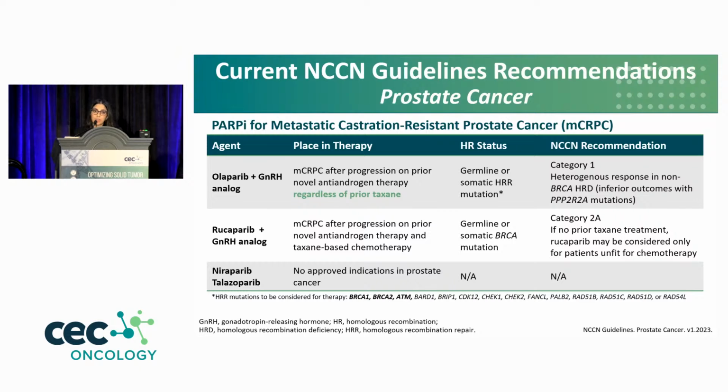Okay, so for prostate cancer, I will not go into the details here as Dr. Pilier went over a lot of the studies that highlighted the use of these agents. But to summarize, the two agents that we have available for prostate cancer are olaparib and rucaparib. They must be used with androgen deprivation therapy. The difference between the two agents is that olaparib can be used regardless of prior taxane therapy. For rucaparib, patients must have progressed on not only novel anti-androgen therapy, but also on a prior taxane therapy. And then there are differences in terms of the BRCA status and also the HRD status between the two agents.